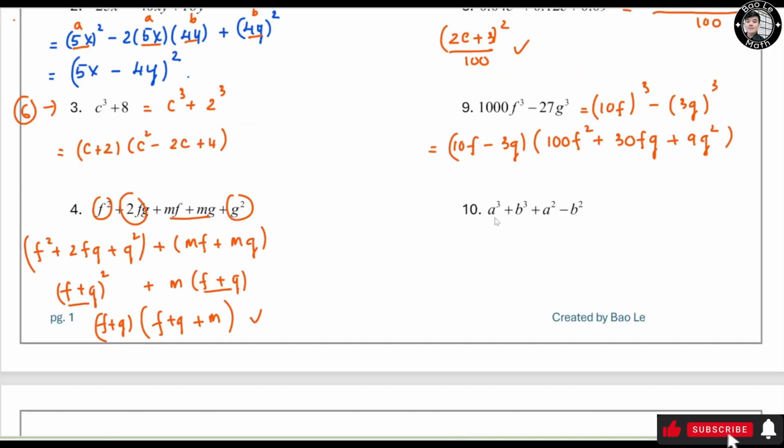Now number 10, the first two guys right here are actually the sum of 2 cubes. This guy is a difference of 2 squares, right? So I'm going to apply this one. It's going to be a plus b times a squared minus ab plus b squared, right? The second one right here is going to be a minus b times a plus b, right? Look at the left and the right. We have the common factor right here. Factor this one out.